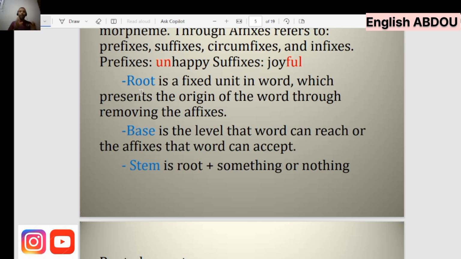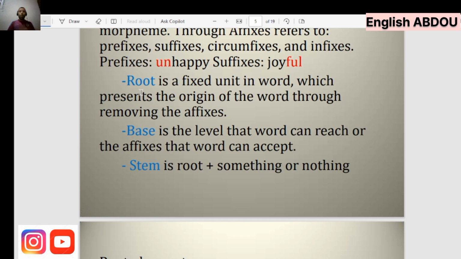يعني الروت هو الجذر أو الأوريجين تاع الكلمة، يعني هو الأصل الكلمة. يعني واخا نحيدو الافيكسز كتبقى الكلمة، كتبقى الأصل ديالها، كتبقى عندها معنى خاص بها. يعني بحال happy. Happy it's the root. unhappy فقط غير إلا حيدنا un كتبقى عندنا happy اللي هو الروت.